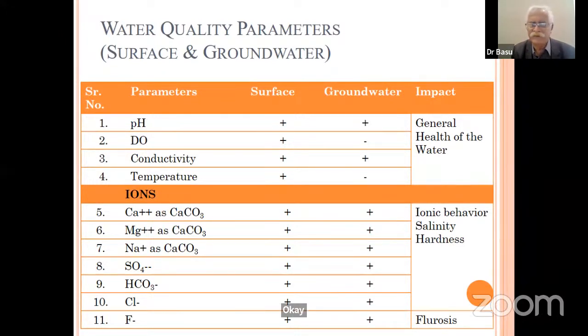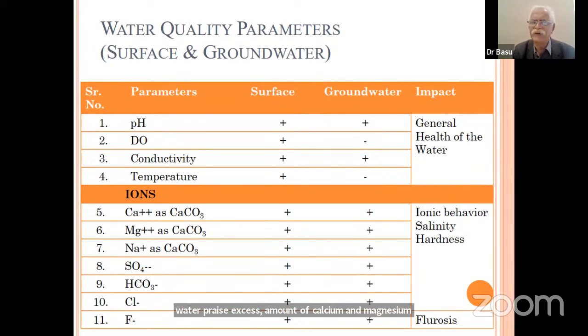Then there are some ions, and their behavior shows whether it is saline water or hard water. Hard water, what is that? You are cleaning with soap, and soap is used again and again, but the cleaning is not there. That means there is hardness. In this water there is an excess amount of calcium and magnesium. I have seen hard water in some places in Punjab, such as Fazilka.